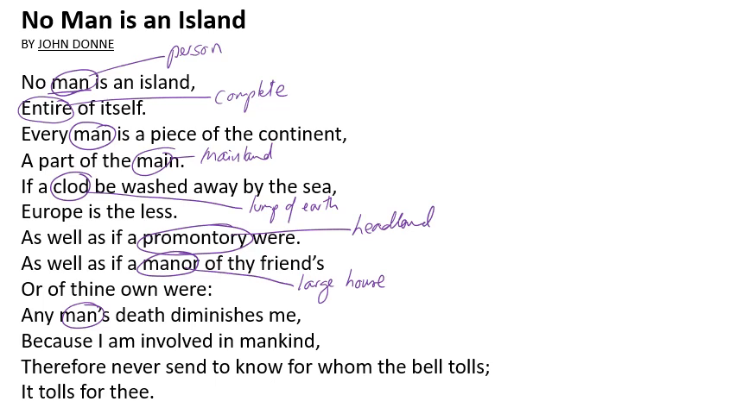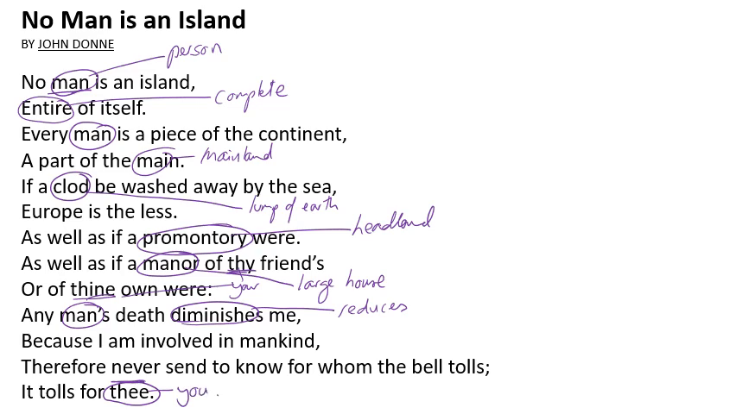The word diminishes means reduces, makes less. And we've got these old words here, thy and thine, which mean your. So as well as if a manor, a large house of your friends were washed away, or of your own house was washed away. And then you've also got this word here, I can't make my pen work on it, thee, which means you.